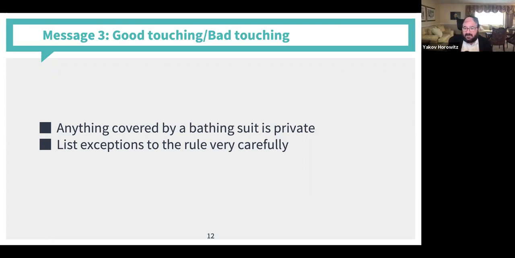Anything that's covered by a bathing suit is private. And this is really important to list exceptions very carefully, because we would tend to say to our children, especially younger children who we have to touch, right? Your little children who need to be bathed and cleaned when they soil themselves. So we're going to wind up saying things like, well, no one's allowed to touch you in a place covered by a bathing suit, except for people in our family.